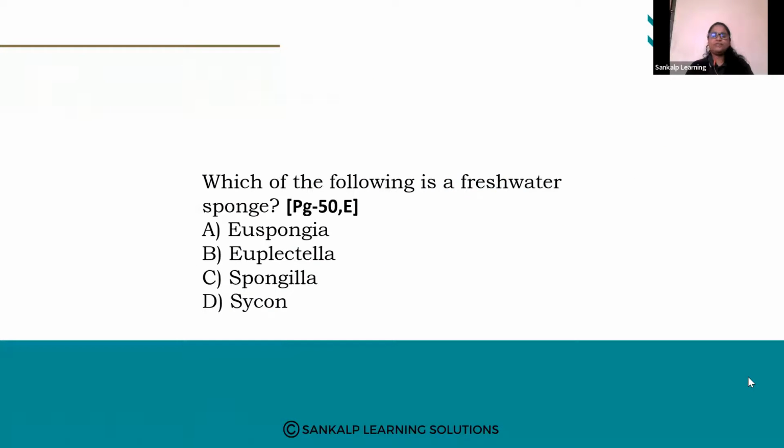Next question. Which of the following is a freshwater sponge? Euspongia, Euplectella, Spongilla, Scypha. What is your response on it? The right answer is here Spongilla.